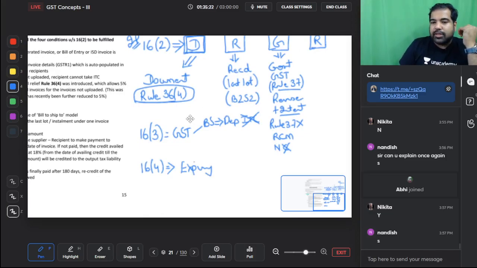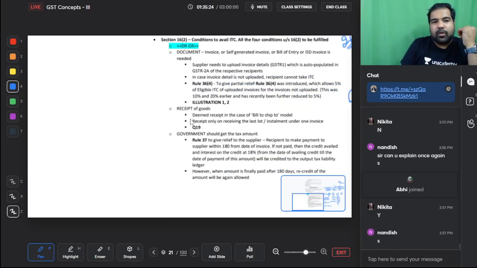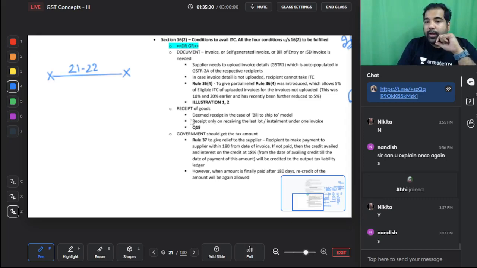We'll do some sums on this, but I'm just telling you an example. For the year 21-22, which ends on 31st March 22, what is the expiry period? There are two dates. The first date is the September return due date, that is always 20th October. This date is fixed. And the second date depends upon when you're filing an annual return.